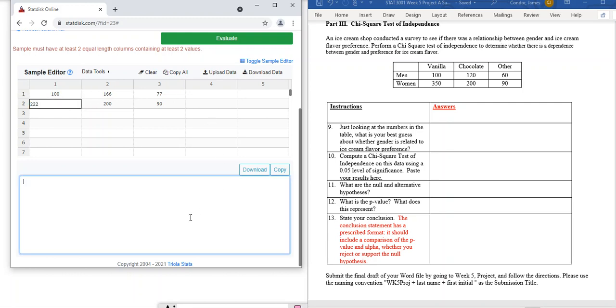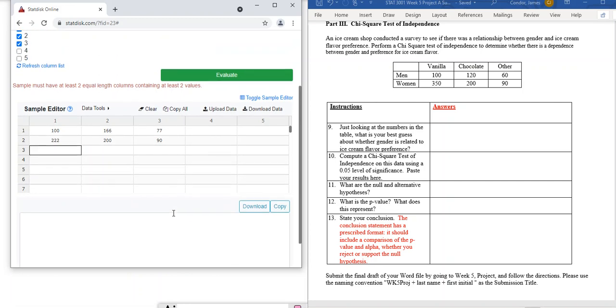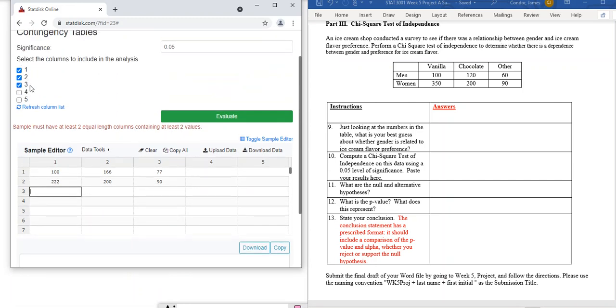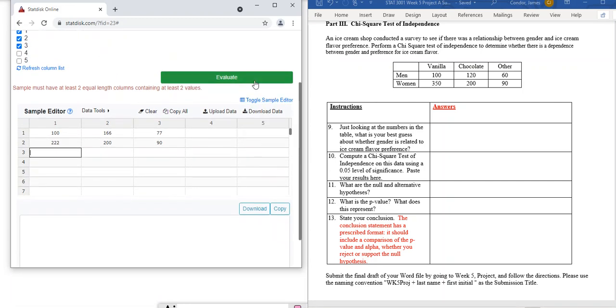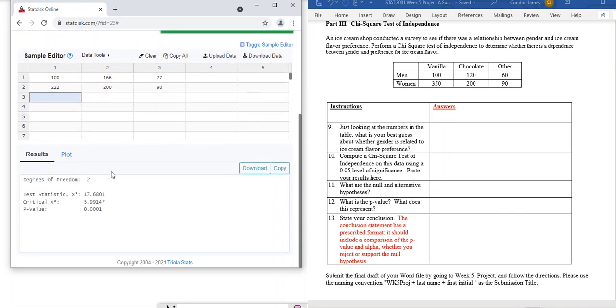All right. I don't want to give you the answer. So now let's go up here, columns 1, 2, and 3, and evaluate. And there we go. There's your chi-square test statistic, chi-square critical value. There's your p-value, and basically you do the same. How do we get 2 degrees of freedom? Again, basically with a contingency table, it's supposed to be row minus 1 times column minus 1.